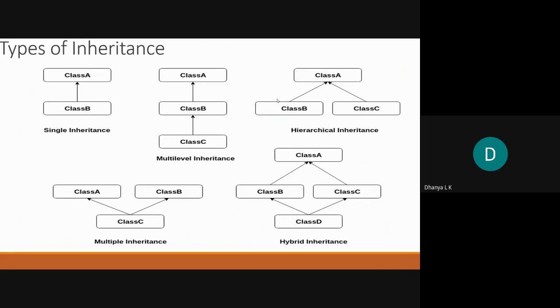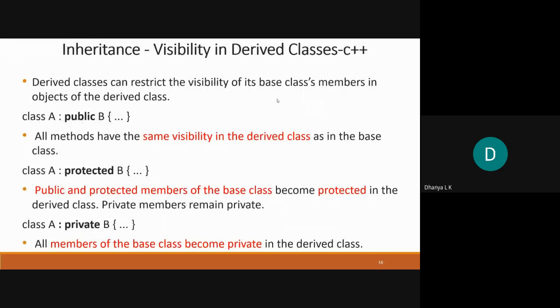And hybrid inheritance means the inheritance which can combine any two inheritance types. So here you can see this hybrid inheritance is combining hierarchical inheritance as well as multiple inheritance together. So these are the types of inheritance.